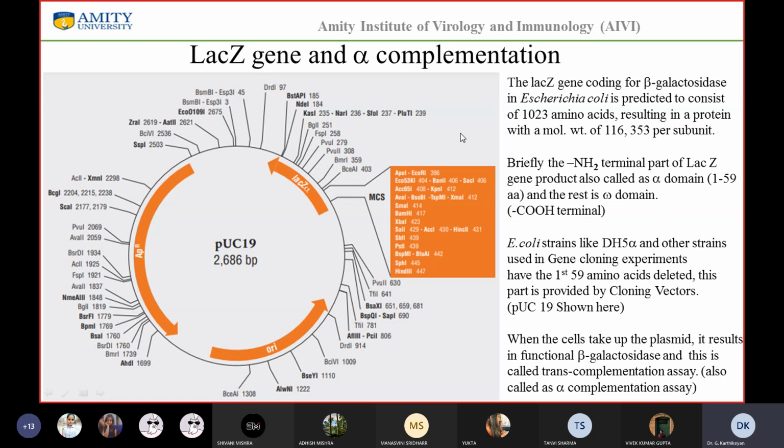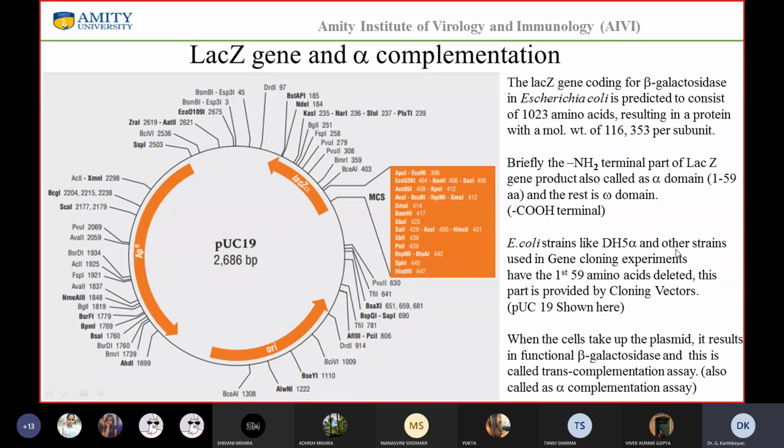of a protein. Anyway, coming back, this beta-galactosidase has an amino terminal part called the alpha domain, which is essentially from the first amino acid to the 59th amino acid, and the rest is called the omega domain, which is the carboxy terminal. So you have an N terminal and a C terminal. The first 59 amino acids of the N terminal is called the alpha domain, and the remaining part is called the omega domain.